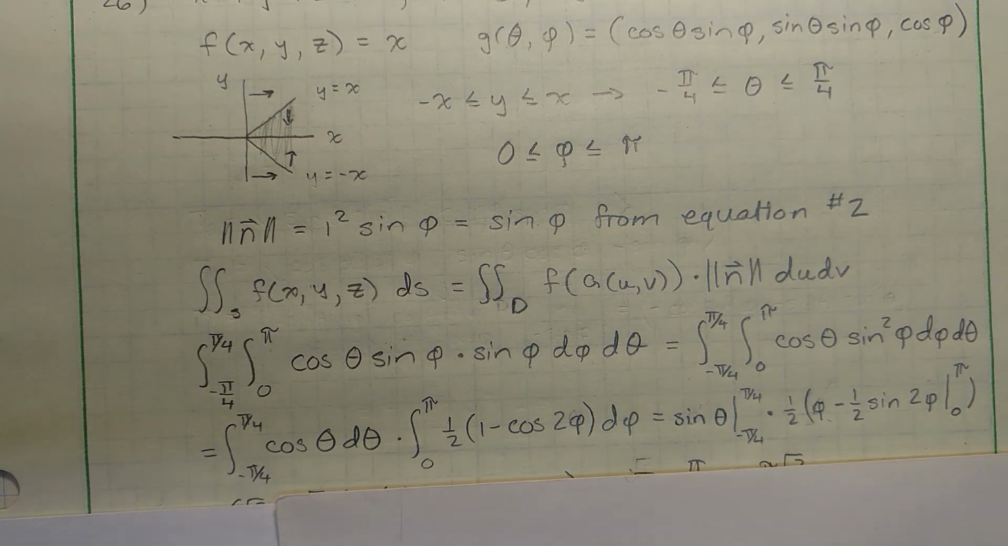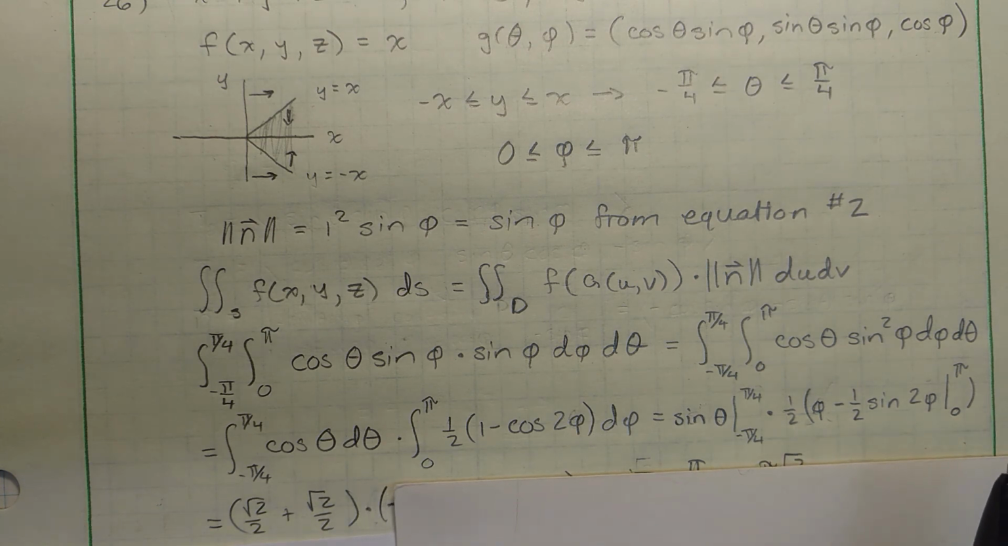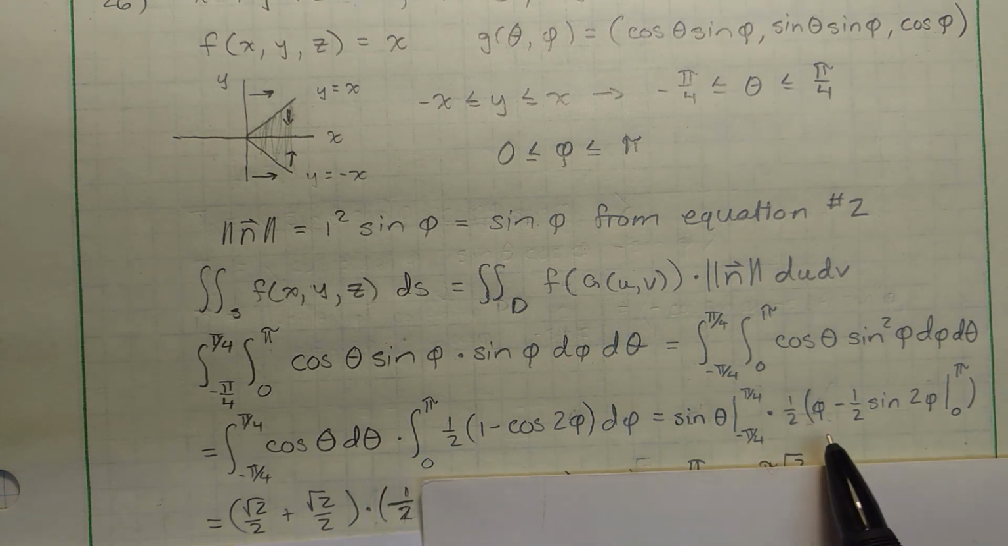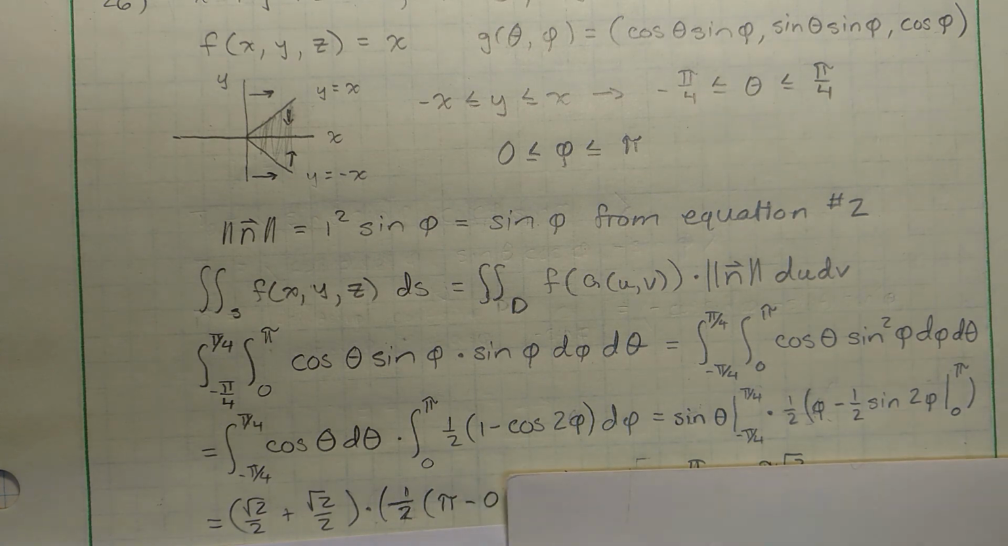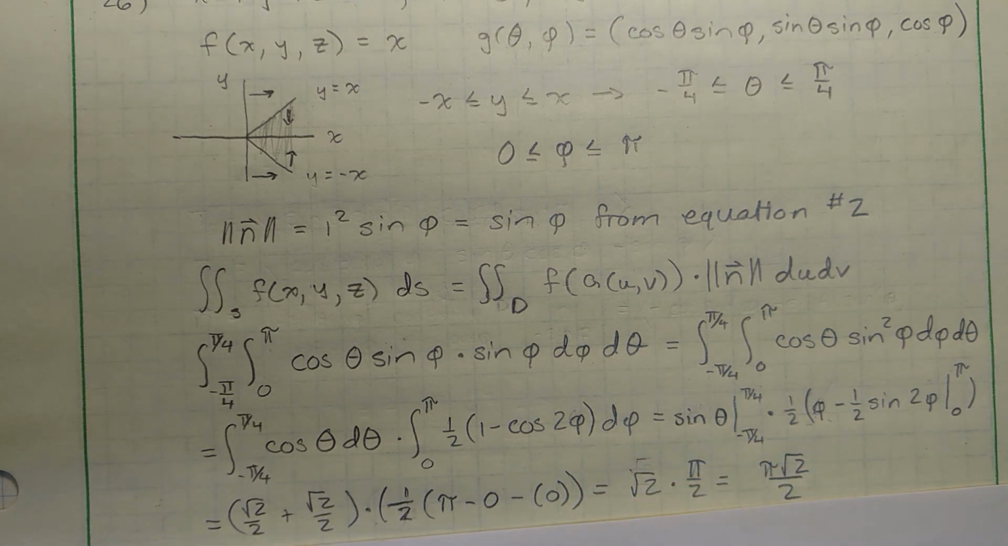Now I can substitute in. I get the sine of pi over 4, which is radical 2 over 2, minus a negative radical 2 over 2, which is plus radical 2 over 2. That will be multiplied by 1/2 times, when I substitute pi in here, pi minus 0. Put in 0, I get 0 minus 0, so it's all minus 0. So I end up with radical 2 times pi over 2, which is equal to pi radical 2 over 2.